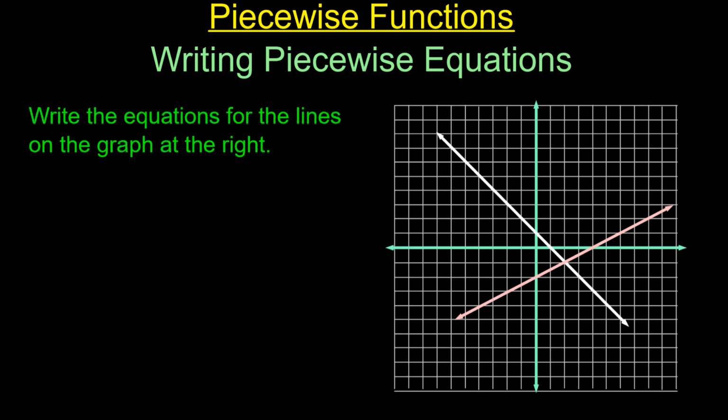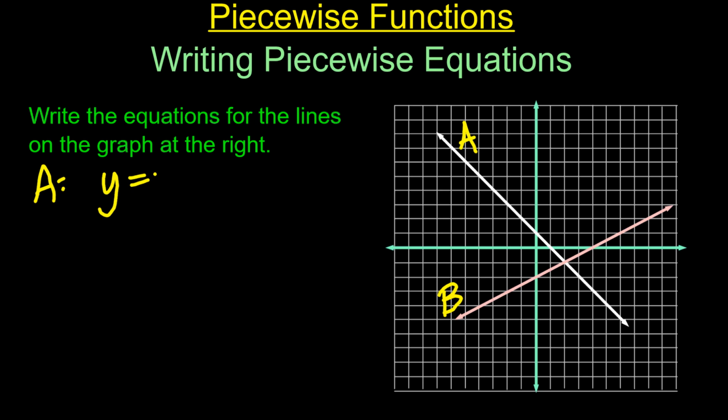So first things first, we have to write the equations for the lines on the graph at the right. I've got two lines here, a white one and a pink one. What I'm going to do is label these A and B. And so I want to write the equation for these lines, and we'll just write each one separately. So let's start with A.